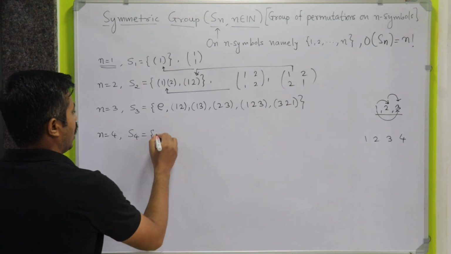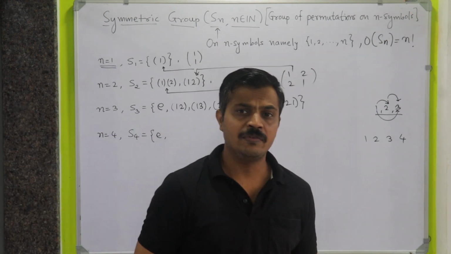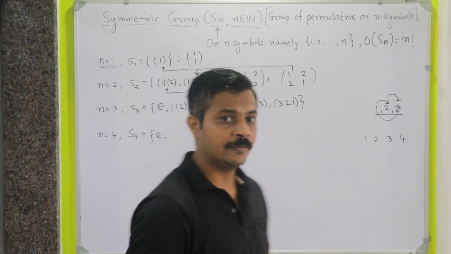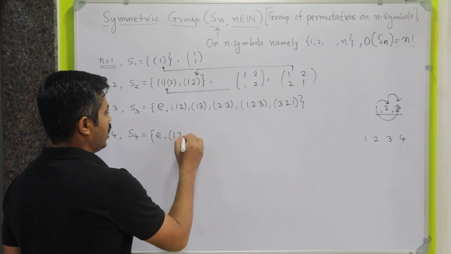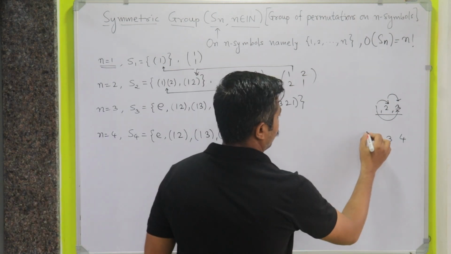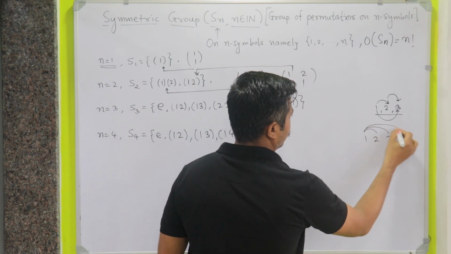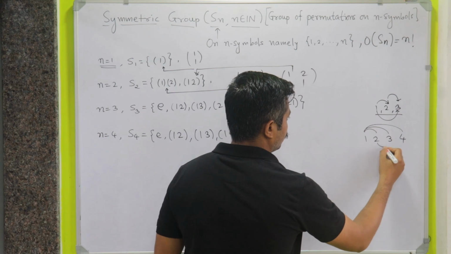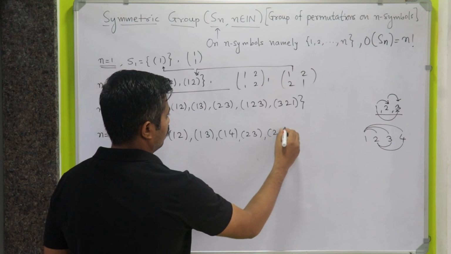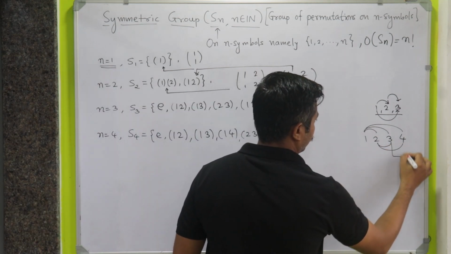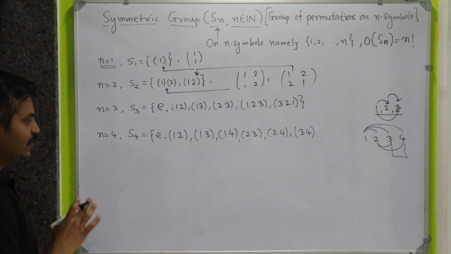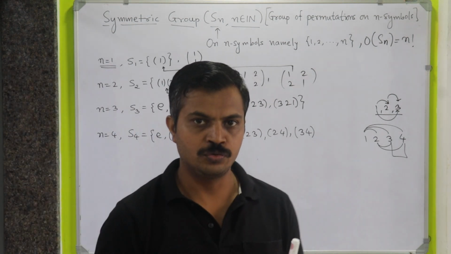First of all, naturally I will write down the identity element. Now I will take cycles of length 2. I will write down all the cycles of length 2 in fact. First of all, naturally I have (1 2), then (1 3), then (1 4). Now we'll go for (2 3), (2 4), and finally (3 4). So this covers all the cycles of length 2.